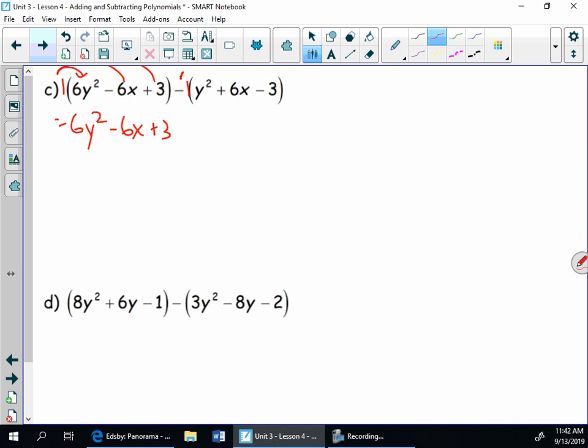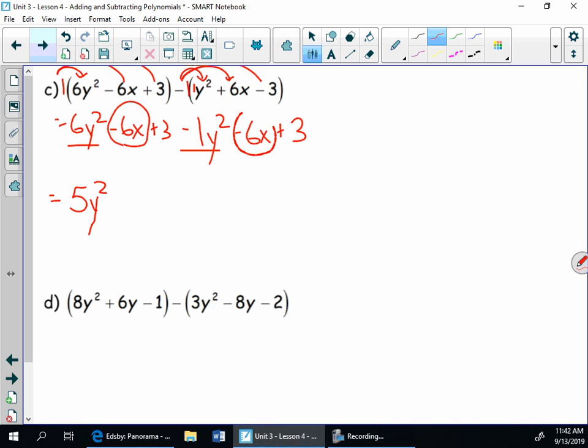Here's the tricky one. Negative 1 times y. Well, that's like saying negative 1 times 1, which is negative 1, y squared. Negative 1 times positive 6. Negative 6. Negative times a negative. Positive. And all my signs changed in that bracket. That was kind of the key point. Okay, 6y squared minus 1y squared gives me 5 of them. Negative 6. Negative 6.